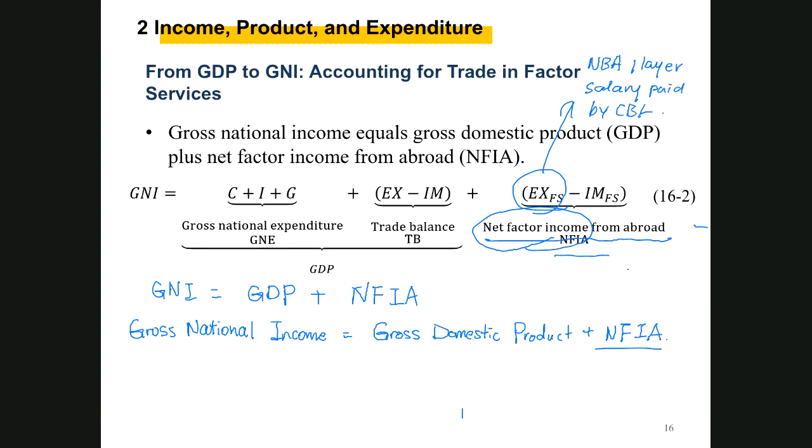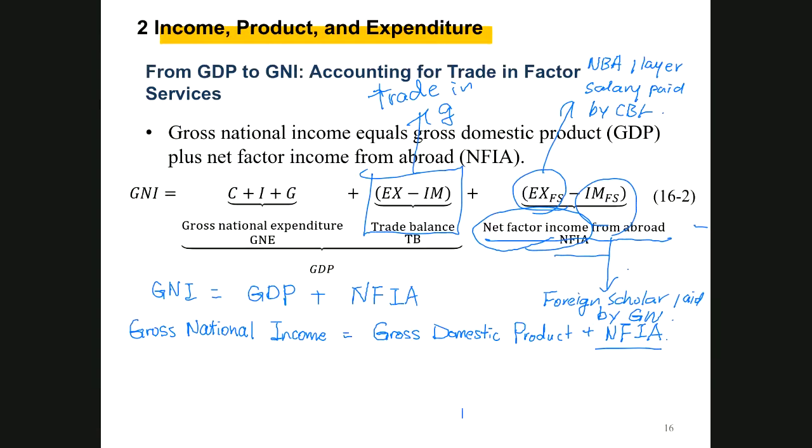Right? What about this one? It's just the opposite, right? So the foreigner coming to the United States and then getting a payment by the US company, like a foreign scholar paid by GW. Right? So as you can see, this one is the result of trading goods, and this one is the result of trade in services.